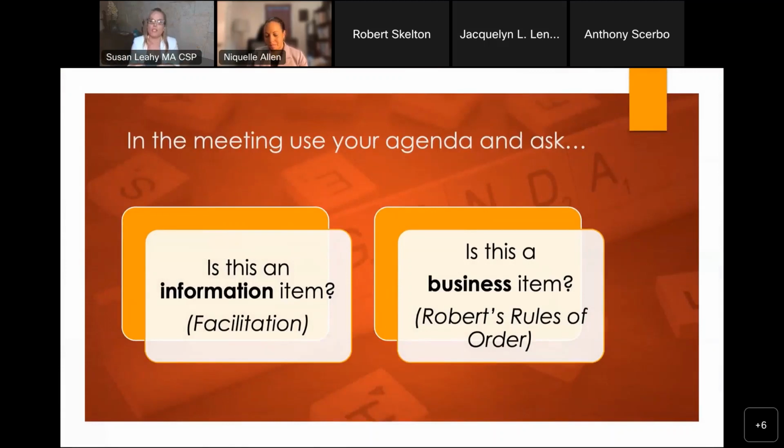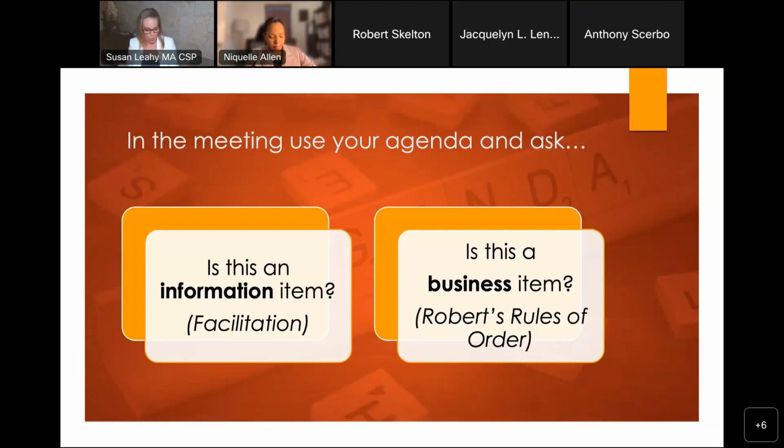So I'm going to take you into my brain again. I've already showed you the fixed mindset and the growth mindset, but I'm going to take you into my brain when I walk into a meeting and I look at the agenda. I'm going to encourage you to do this as well. I want you to look at each and every item on the agenda and ask yourself these two questions: is this an information item or is this a business item? This is very important for you to understand, because information items are handled vastly differently than business items.